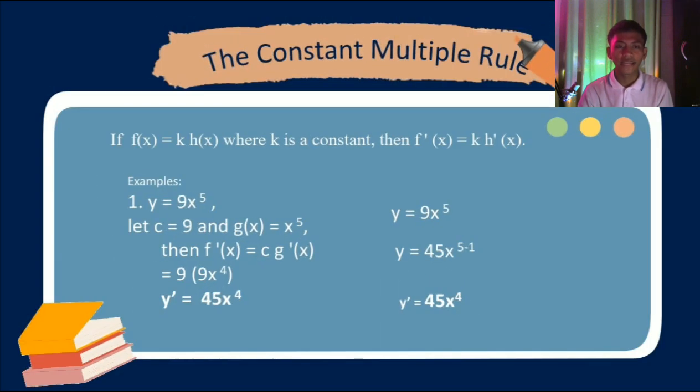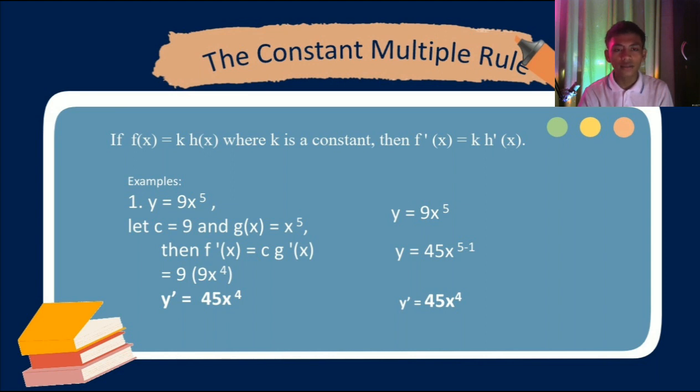Rule number 3, the constant multiple rule. It says here that if f of x is equal to k times h of x, where k is a constant, then the derivative of f of x is equal to k times the derivative of h of x. Let's give an example. y is equal to 9x raised to 5.